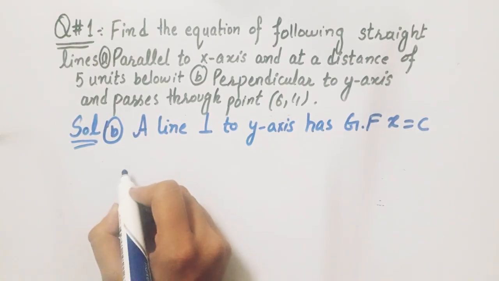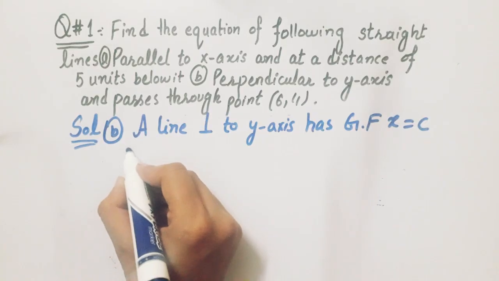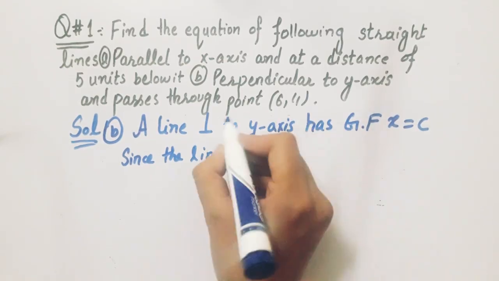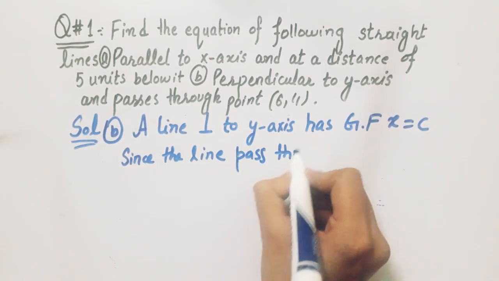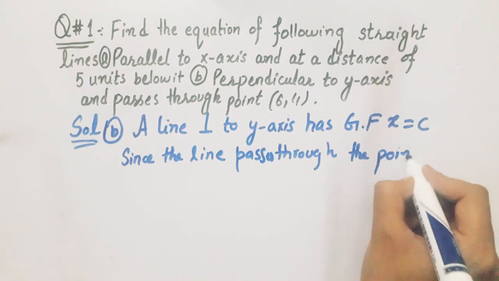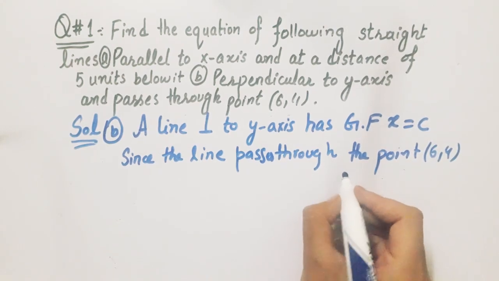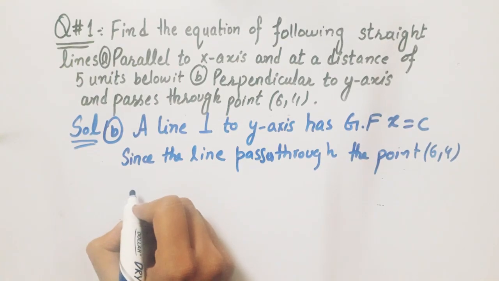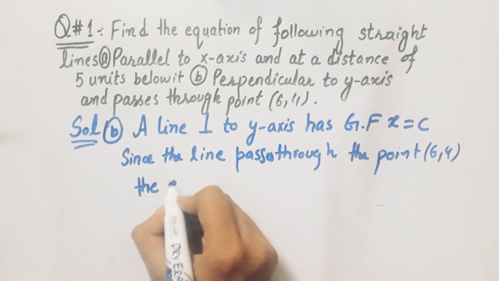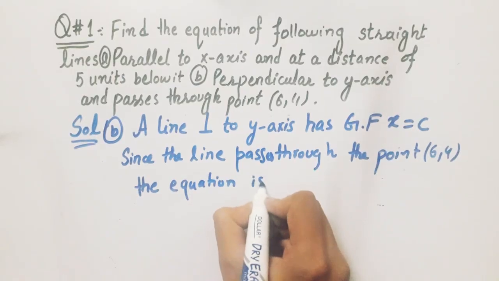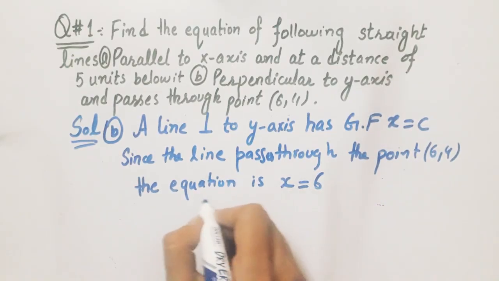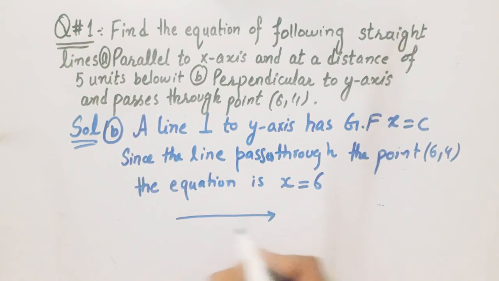Here c is a constant, and since the line passes through the point (6, 4), which is given in the question, you just write the x coordinate, that is 6. So the equation is x = c, which means x = 6. This is the equation you have to find in this question. Now we will solve question number 2.